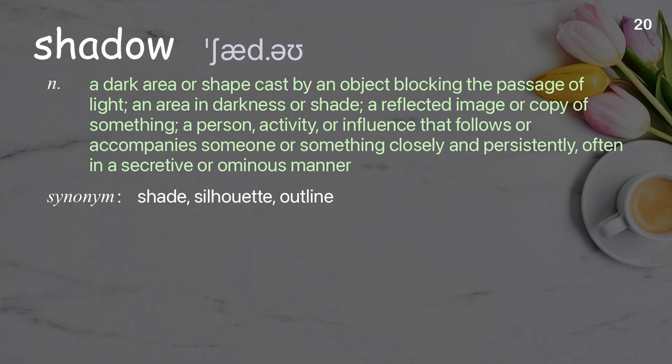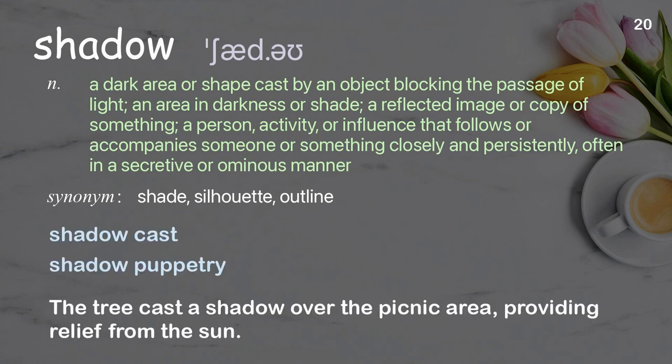Shadow. A dark area or shape cast by an object blocking the passage of light, an area in darkness or shade, a reflected image or copy of something, a person, activity, or influence that follows or accompanies someone or something closely and persistently, often in a secretive or ominous manner. Examples: shadow cast, shadow puppetry. The tree cast a shadow over the picnic area, providing relief from the sun.